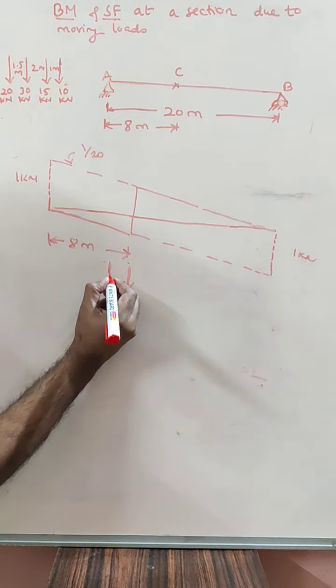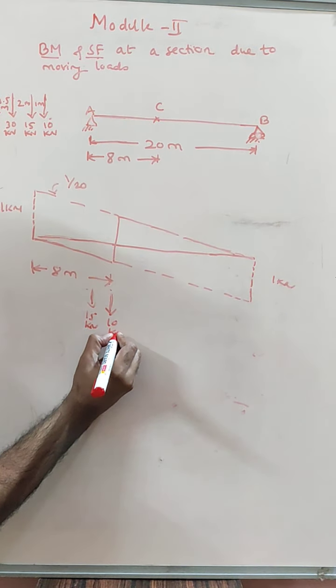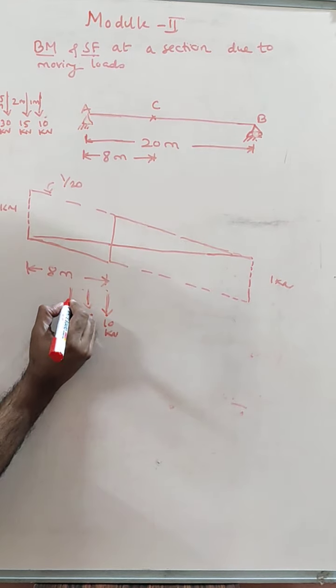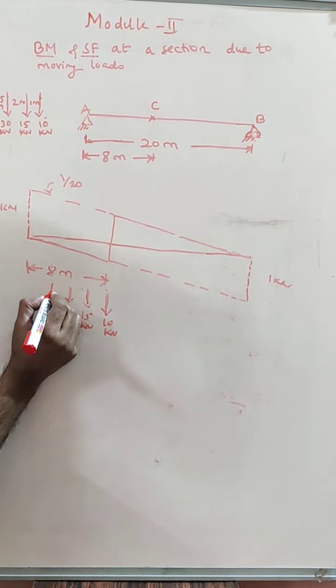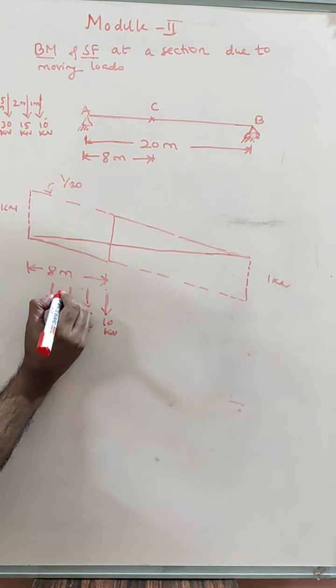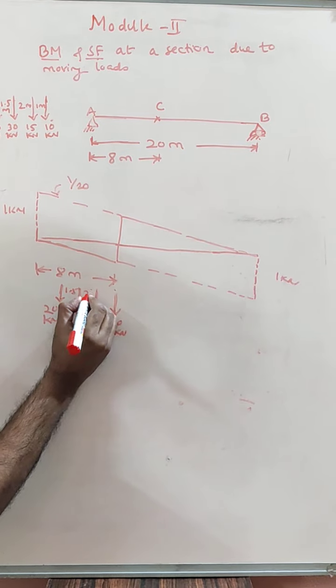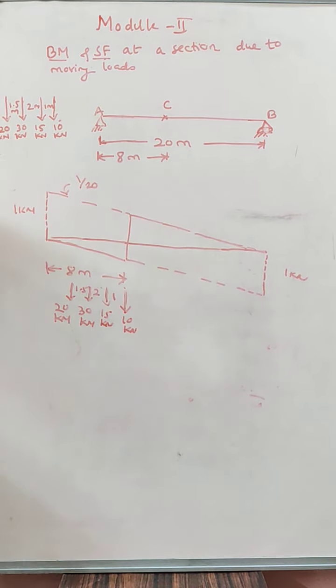Next load is what? 15 kilonewton. This is 10 kilonewton. Then 30 kilonewton. Then 20 kilonewton. The distances between them, 1.5 to 1, remain the same. Distance between them remains same. Now let us find out the ordinates.